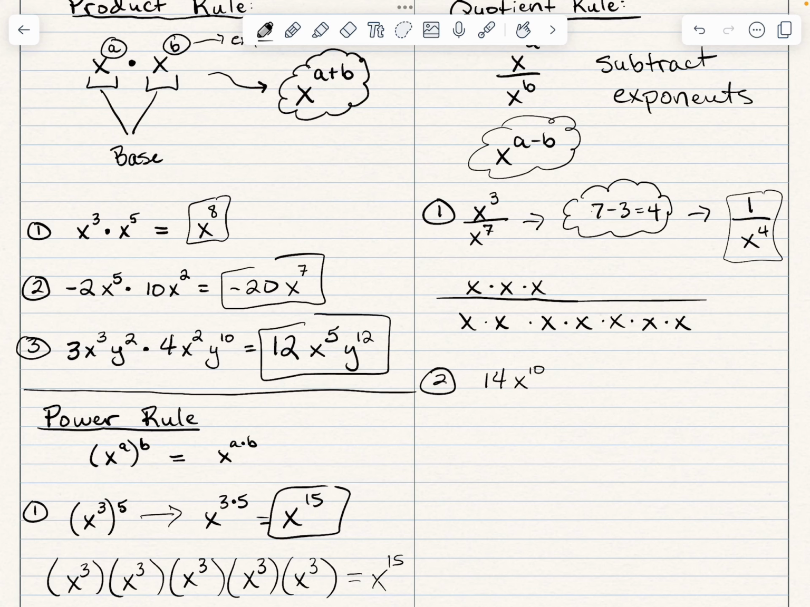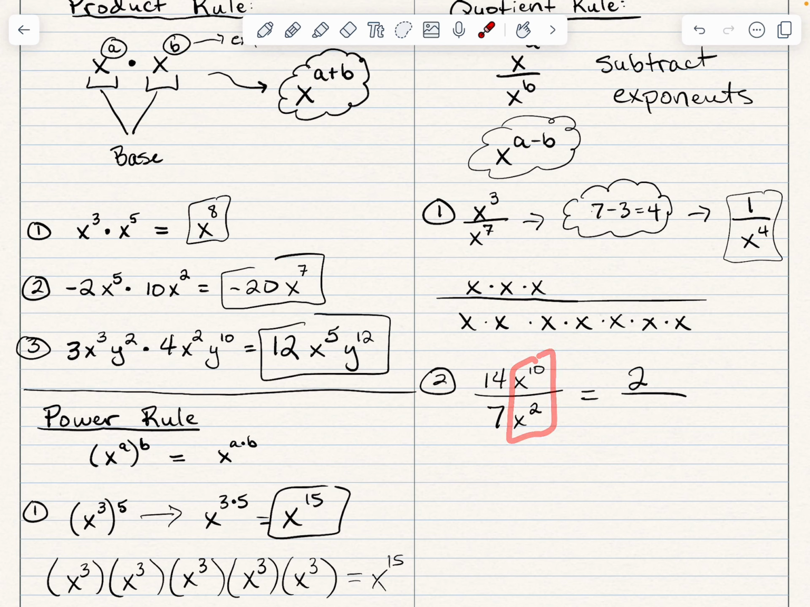Okay, so let's look at another one. Let's look at one with some coefficients. So maybe 14 x to the 10th over 7x to the 2nd. Again, I can divide coefficients. So I have 14 divided by 7. 14 divided by 7 is just 2. So our answer is going to be 2. You could put 2 over 1 if you wanted to, but it's not necessary to put that 1.